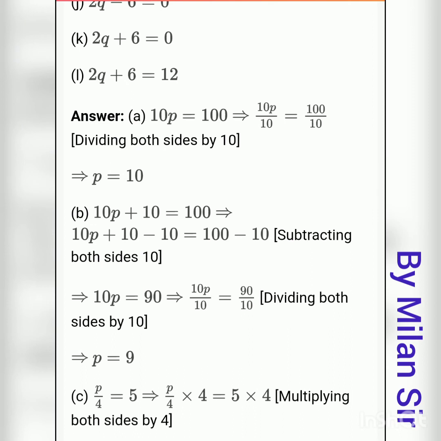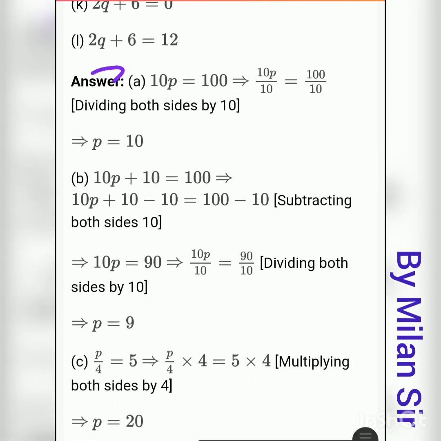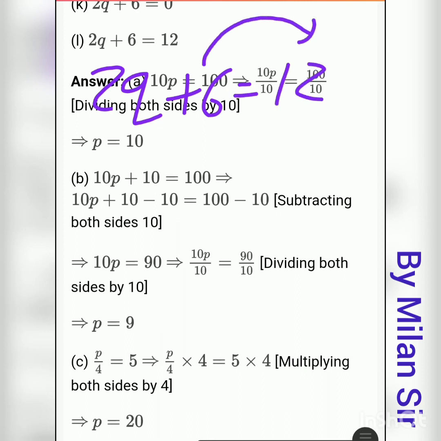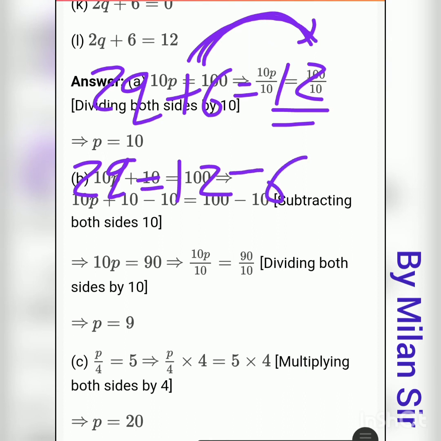Now last question. 2q plus 6 is equal to 12. So our first work is to transfer this plus 6 to the right hand side. So here only 2q is remaining. On the right hand side we have 12, and this plus 6 becomes minus 6 here. So 2q is equal to 12 minus 6, which is 6. So 2q is equal to 6.